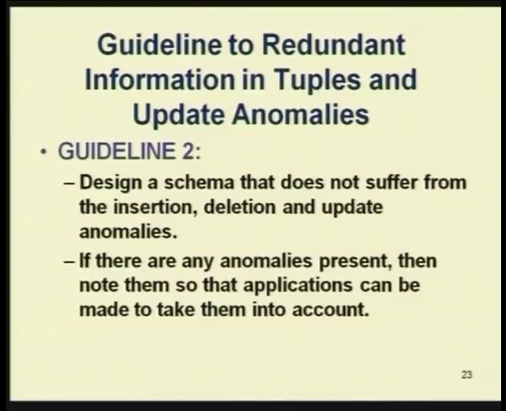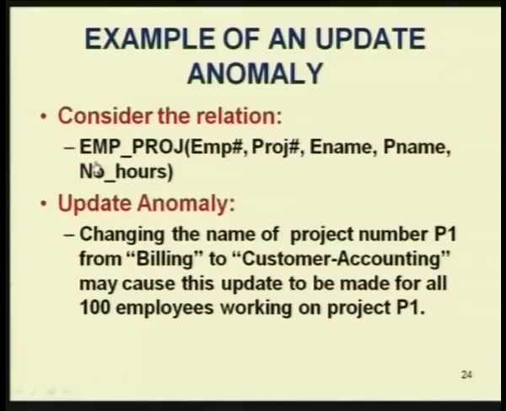If there are any anomalies present, if you cannot avoid them, then you have to note them down so that the application can take care of them. So, this is an extra burden that you are putting on the application. Therefore, it is better to avoid these anomalies as far as possible. So, let us take an example of an update anomaly. Let us consider the relation employee project, where you have employee number, project number, the employee name, the project name and the number of hours.